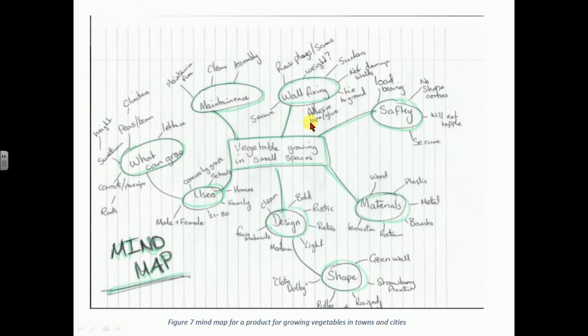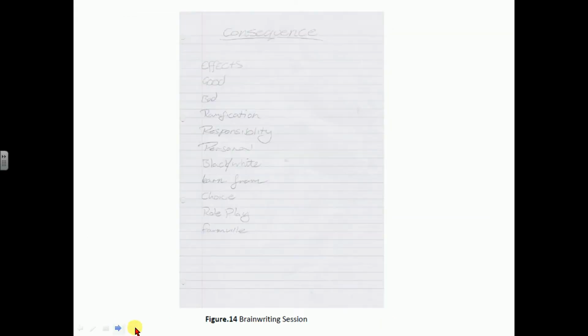Again, I think this could be from the same student here, but we've got the same sort of approach, highlighting the main branches, highlighting the main bubbles. Okay, so another mind map, same sort of style.